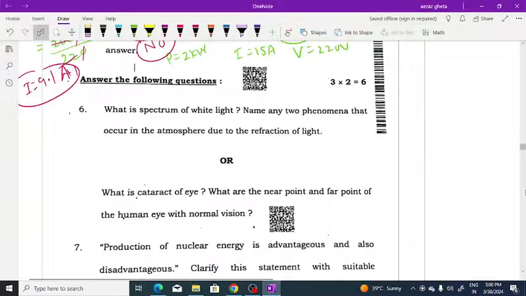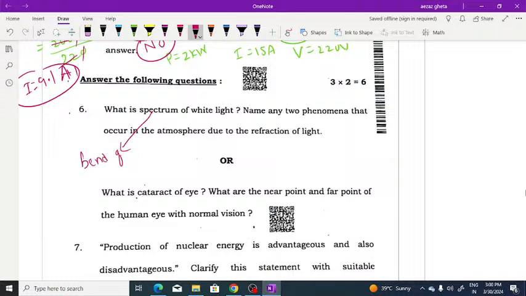Okay, let's see the next one. What is spectrum of white light? See, spectrum means a band of 7 colors. A band of 7 colors is called what? Spectrum. You got it? A band of 7 colors is called the spectrum of white light.